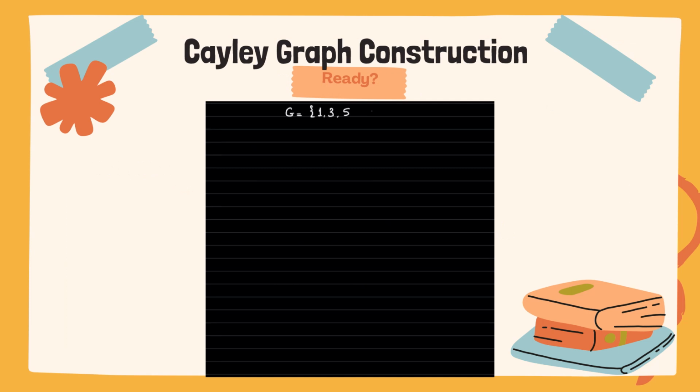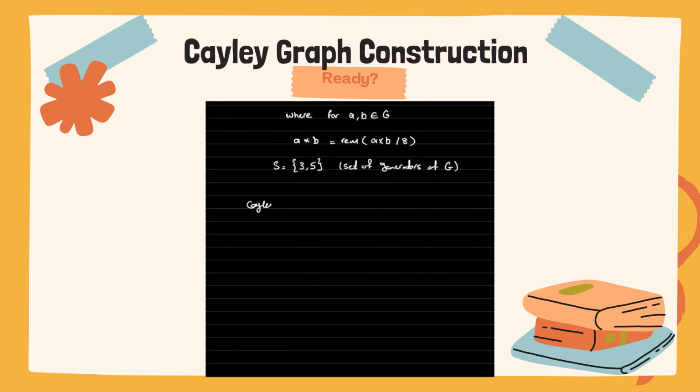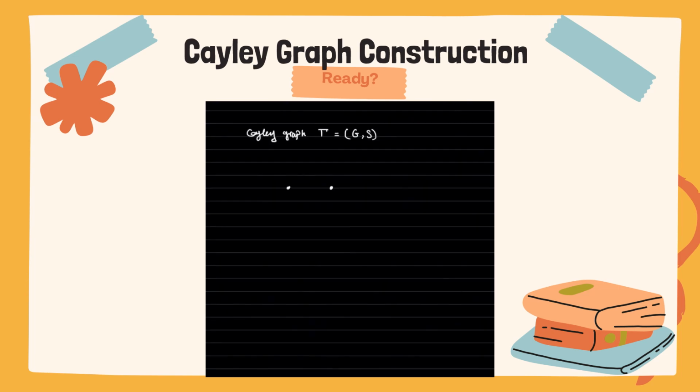Now let's see this example. Let G be a group with the set containing 1, 3, 5, 7 and a star binary operation, where for A and B in G, A star B is the remainder of A multiplied by B, then divided by 8. The set of generators in this group is the set containing 3 and 5. Now let's construct our Cayley graph.